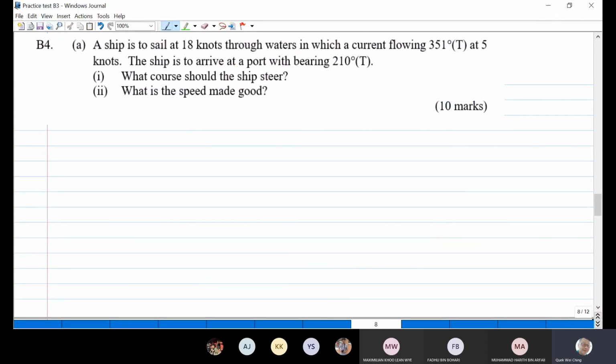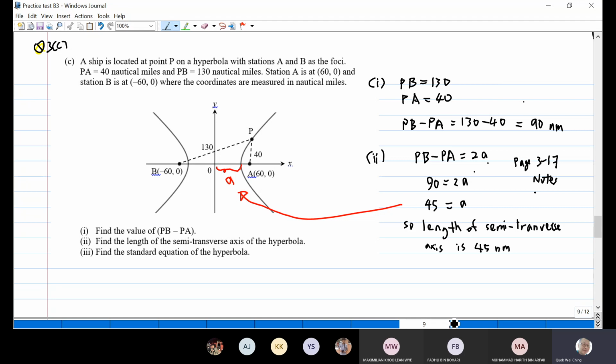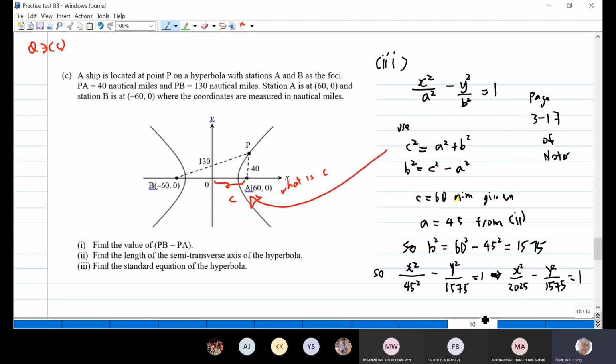I don't want to take this B4, so ignore this one. This is not difficult, I can WhatsApp you a video. B4A has a video, so you don't need to worry about this one. Now going to B4B. What I'm going to do is pick another B4 question which is simpler and less complicated.